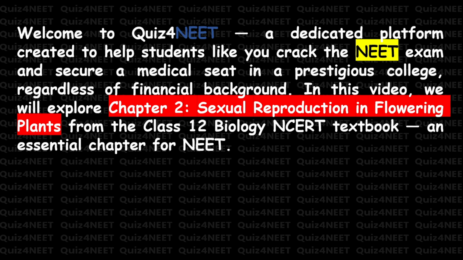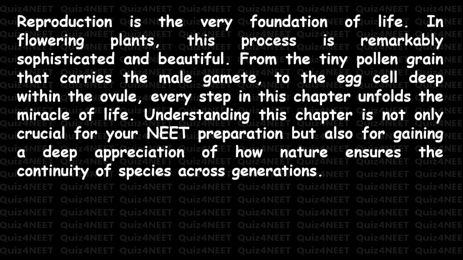In this video, we will explore Chapter 2, Sexual Reproduction in Flowering Plants, from the Class 12 Biology NCERT textbook, an essential chapter for NEET. Reproduction is the very foundation of life. In flowering plants, this process is remarkably sophisticated and beautiful. From the tiny pollen grain that carries the male gamete to the egg cell deep within the ovule, every step in this chapter unfolds the miracle of life. Understanding this chapter is not only crucial for your NEET preparation, but also for gaining a deep appreciation of how nature ensures the continuity of species across generations.